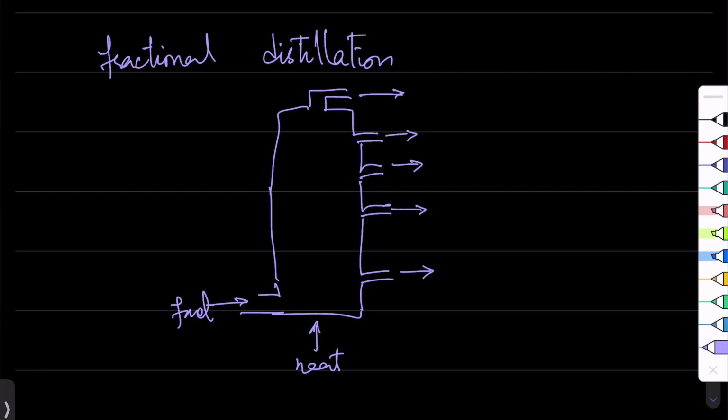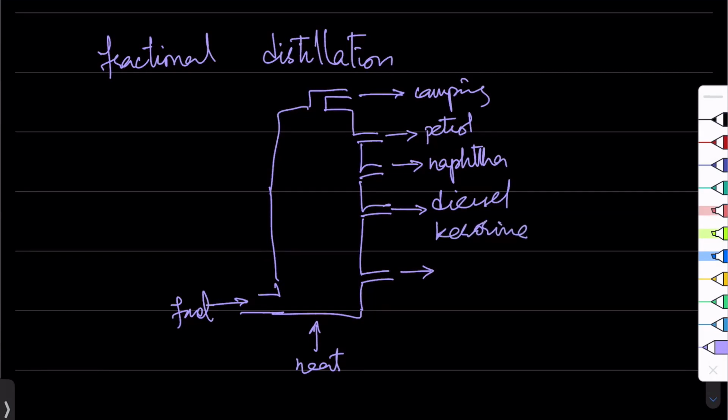For example, there's the camping gas. Then there is petrol, naphtha, kerosene, and diesel. Kerosene is also jet fuel. You also need to know the use of each one of them. Camping gas, of course, is used for cooking. Petrol is used for petrol cars. Naphtha is used for, what was naphtha used for?